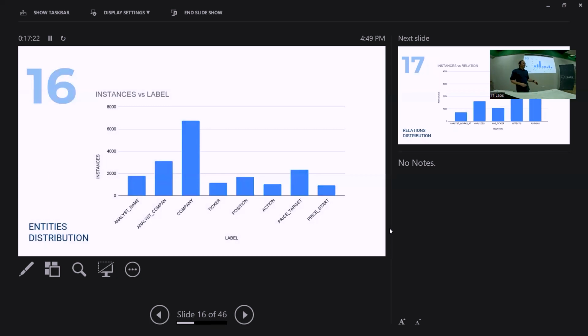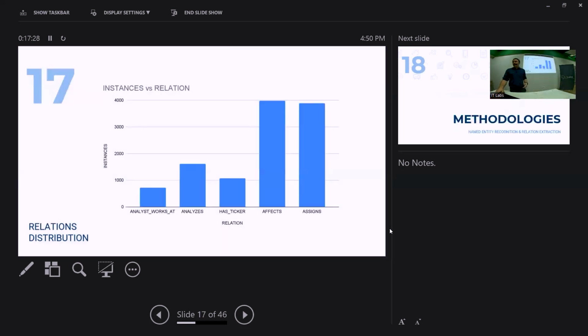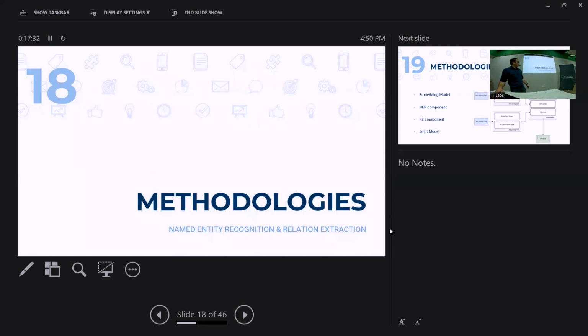Just some statistics on the distribution. This is the number of each label that we have, the entities, and the number of relations which we have in the dataset. Nothing special about that. So this was the introduction and the dataset that we used or generated for this problem.